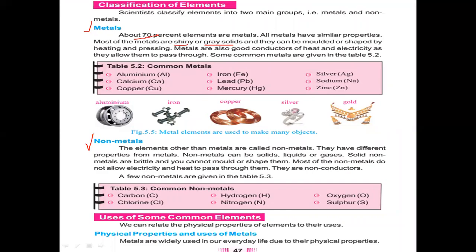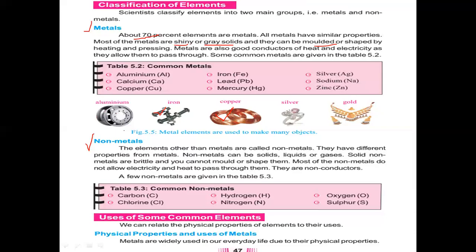For example, aluminium is used to make the rims of wheels and tires, and iron is used for nuts and bolts. Copper has this copper color and is used for electricity purposes. Silver and gold are used for jewelry, and they are shiny, and they can be molded and shaped by heating and pressing. When we heat them, they can be molded into different shapes.